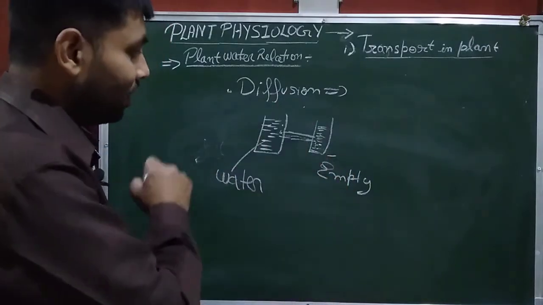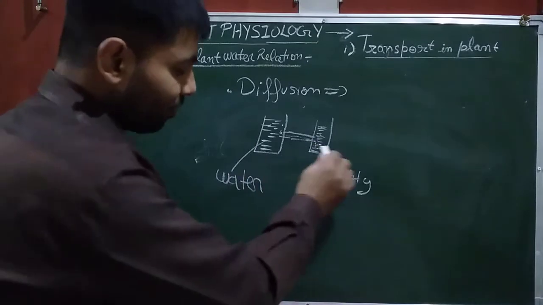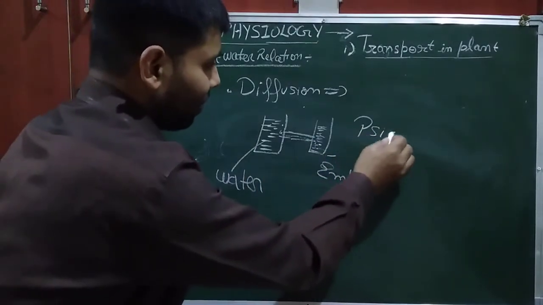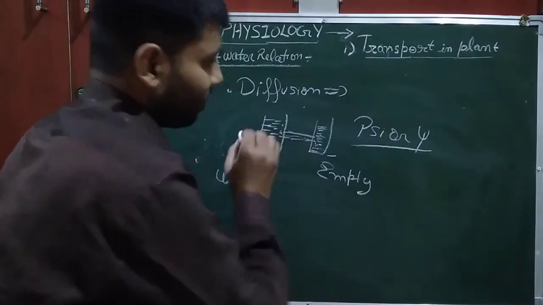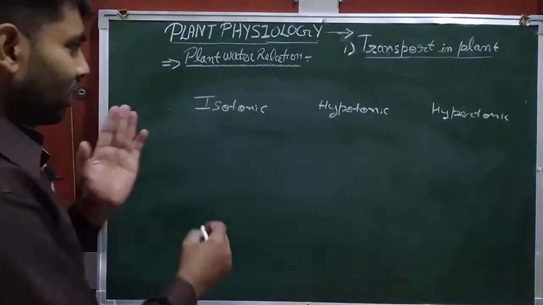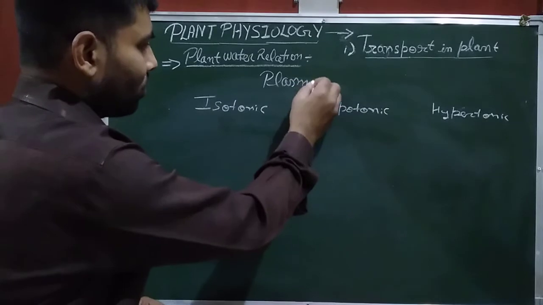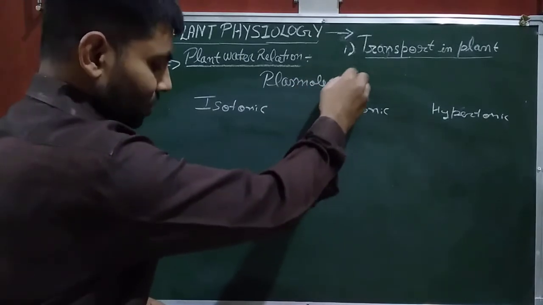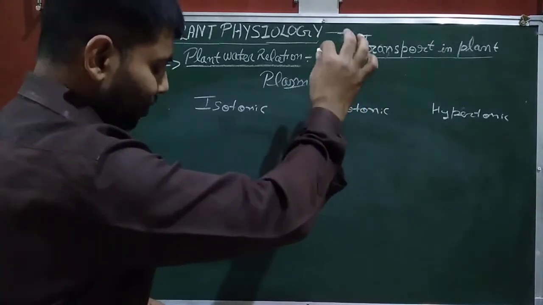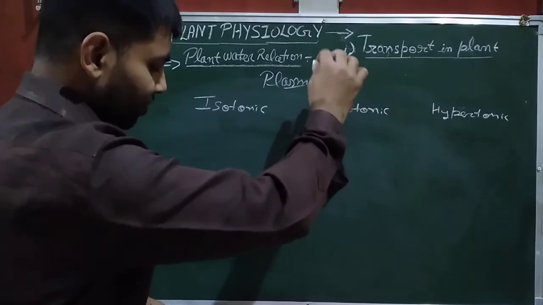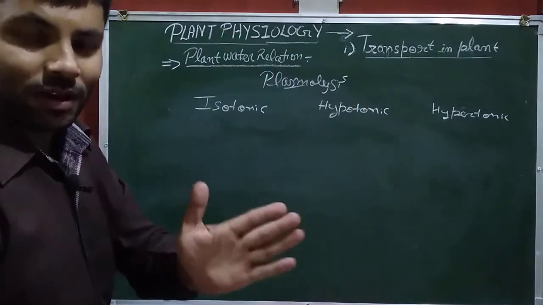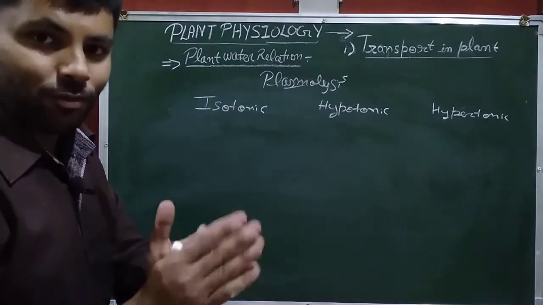And it is a Greek symbol, psi. Okay, it is clear. There is one term that comes here, plasmolysis. What is the meaning of plasmolysis? It basically refers to the shrinkage of the protoplasm.